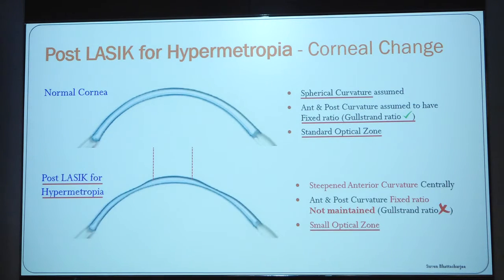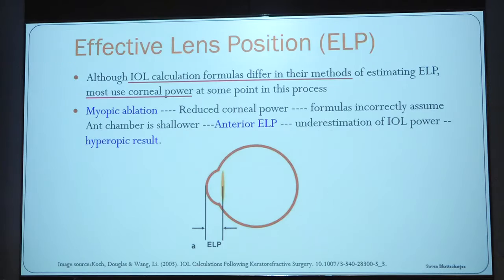For hypermetropia, it's very much like the reverse. So you have a steepened anterior curvature. Again, that ratio is not maintained, and you have a smaller optical zone. So there are all sorts of permutation combinations over here.